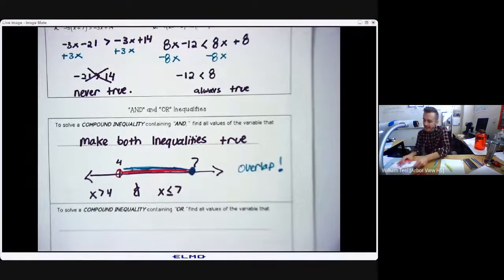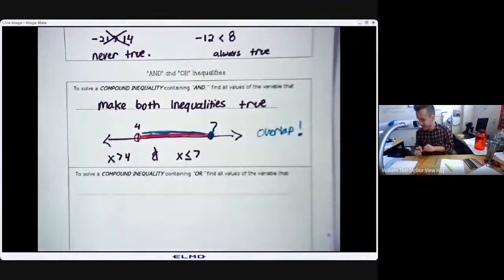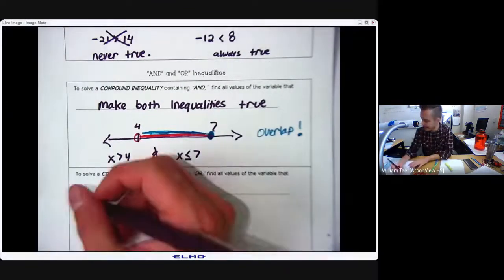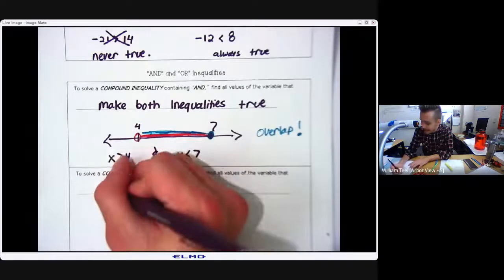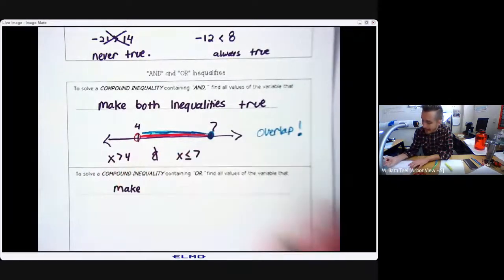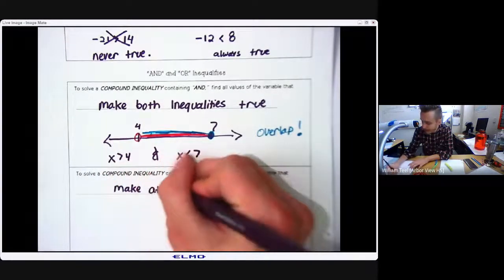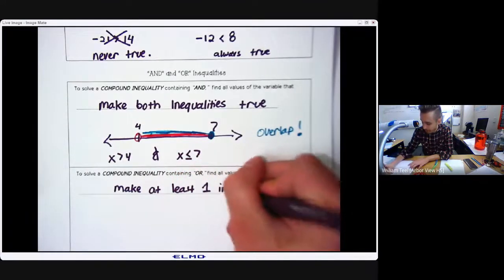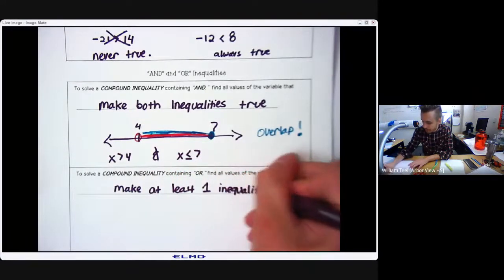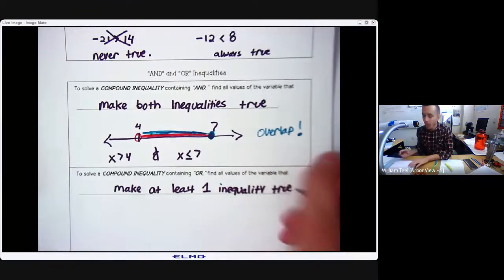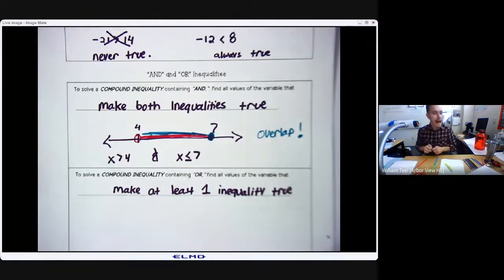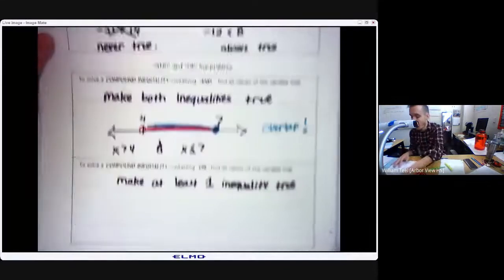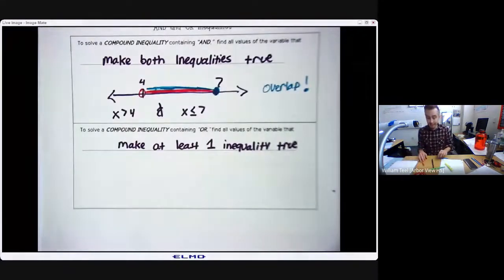To solve a compound inequality containing or, this time you're going to find all of the values of the variable that make at least one inequality true. Now, what we notice about some of the compound inequalities that contain or is that these graphs are going to be a little bit different. These graphs are going to go in opposite directions.